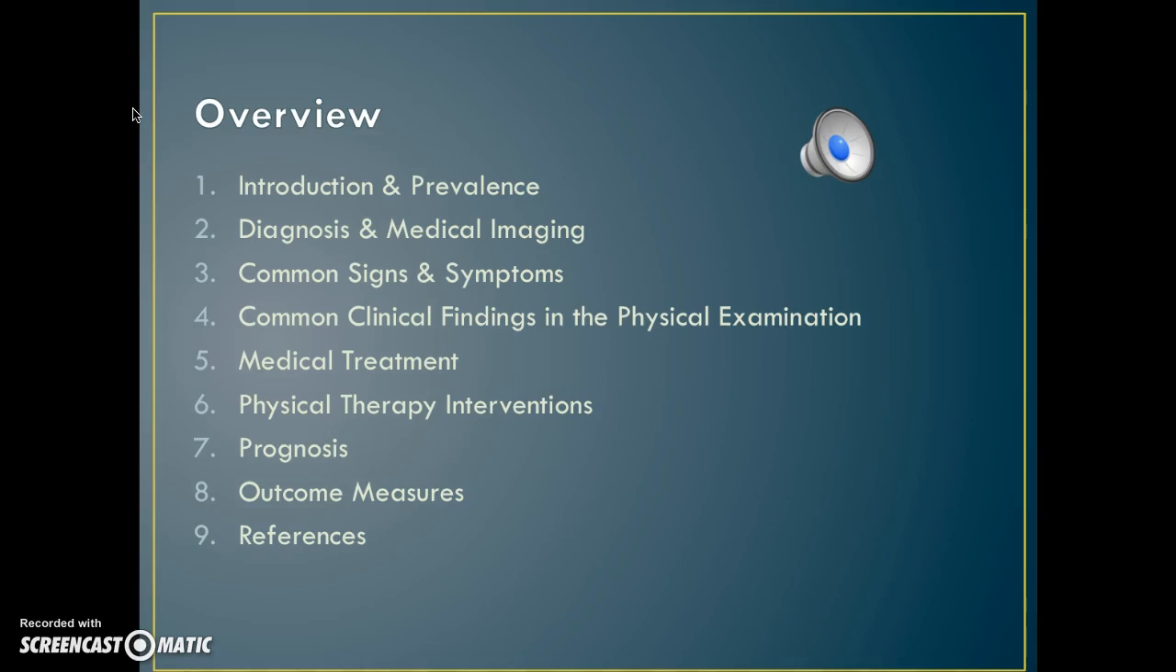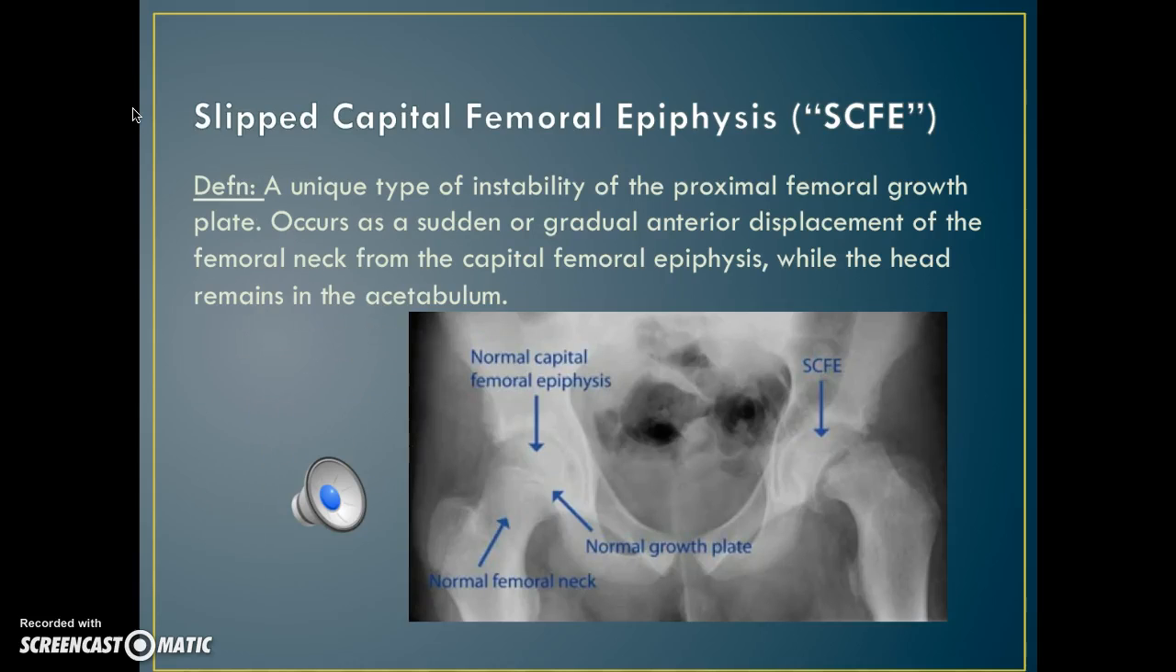Here's an overview of what we'll be talking about throughout this presentation. So we're going to start with a definition of a slipped capital femoral epiphysis, or SCFE, which is defined as a unique type of instability of the proximal femoral growth plate, and it occurs as a sudden or gradual anterior displacement of the femoral neck from the capital femoral epiphysis while the head remains in the acetabulum. And this image below is just depicting one side where there is a normal femoral acetabular joint, and on the other side it shows a SCFE.